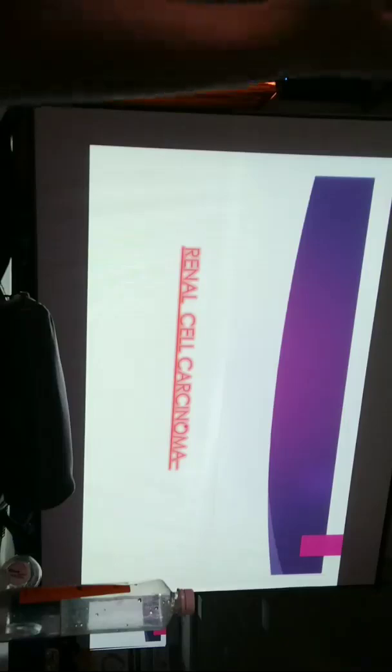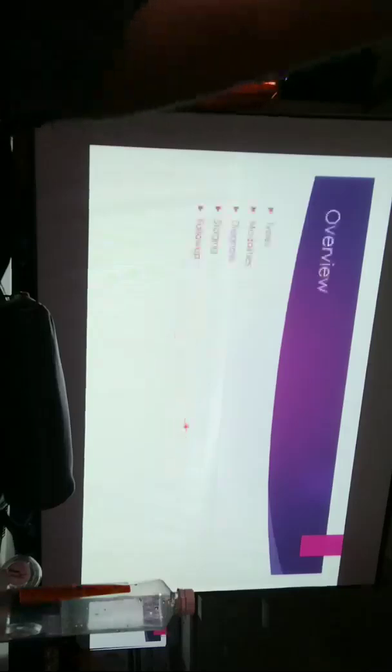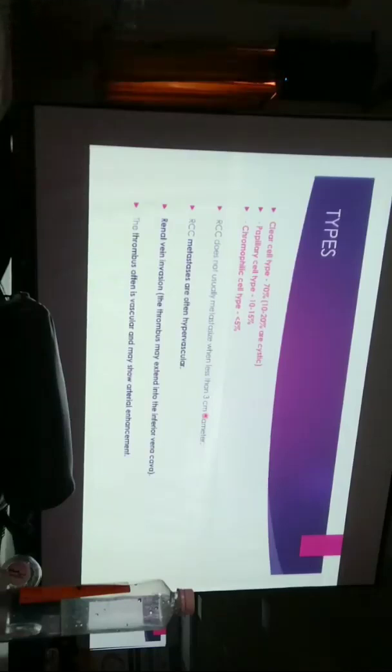So having seen some tumor mimics and some benign renal lesions, we'll go on to the most common pathology, which is the malignant focal lesion, the renal cell carcinoma. In renal cell carcinoma, we have to know the types, and we know the modalities and the staging and the follow-up. The most common type is the clear cell type, which is 70%. Papillary and chromophobe types are less common.